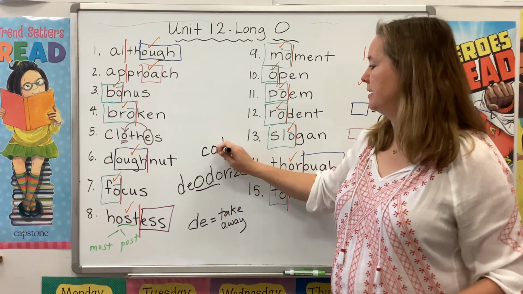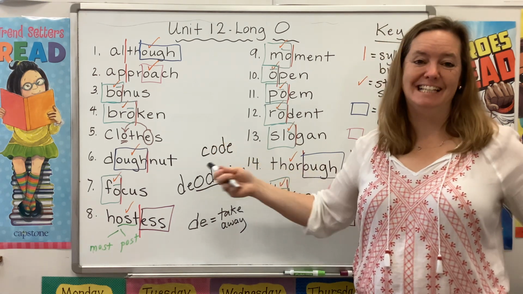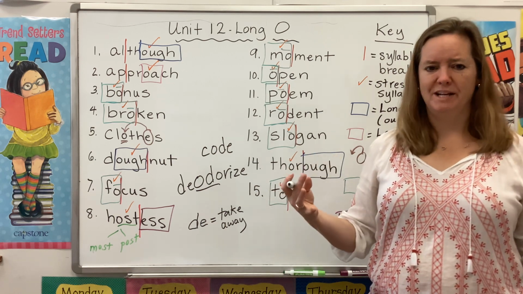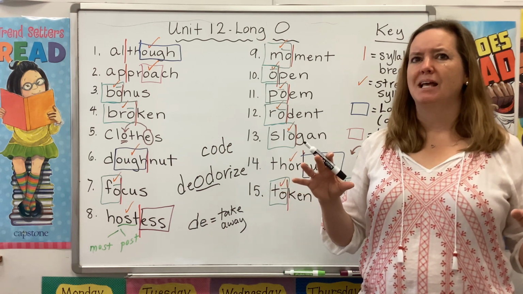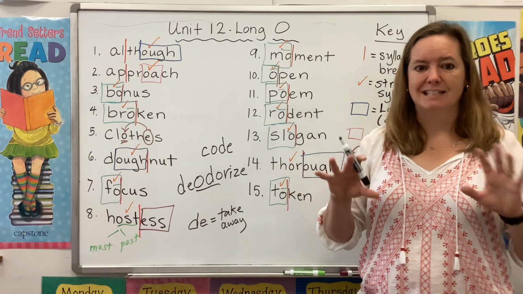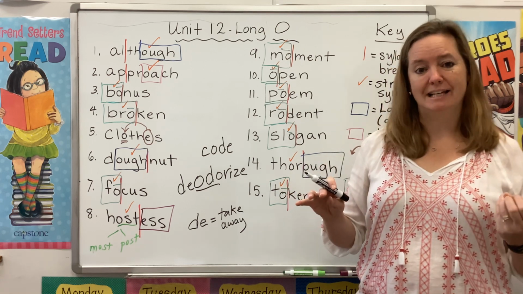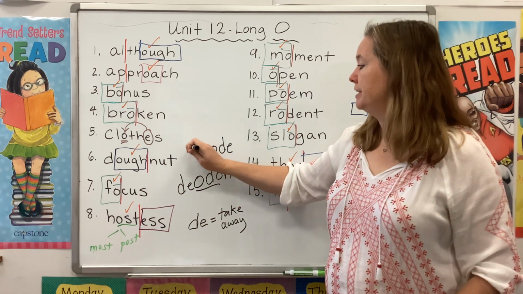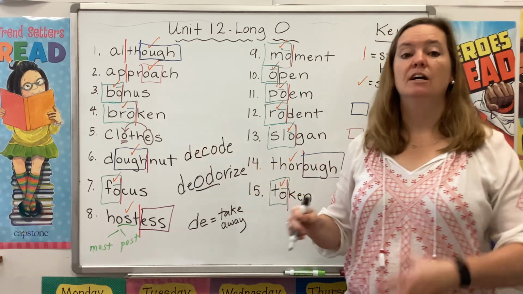Here's a word that you know, uses silent E to make the O say its name. The word is code. You know what a code is, right? It's something that's hard to figure out. It's like a secret code. You have to crack it, right? When you learn to read, you are learning how to decode.